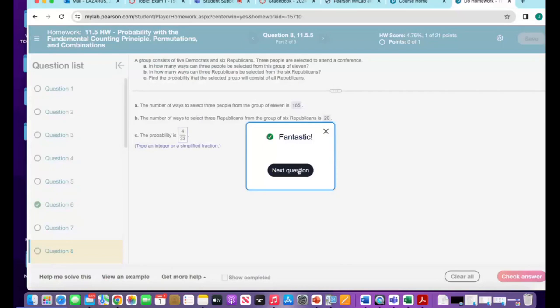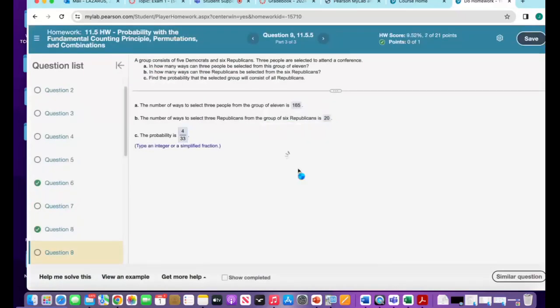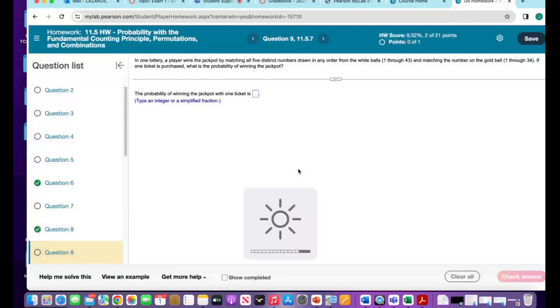All righty. I guess we'll look and see what other ones. In one lottery, a player wins the jackpot by matching all 5 distinct numbers, in any order, from the white balls. So white balls are 1 through 43. It says any order on those. And then matching the number on the gold ball, 1 through 54. If one ticket is purchased, what's the probability of winning the jackpot? Does this look like one that you want to try? Yeah. This one.